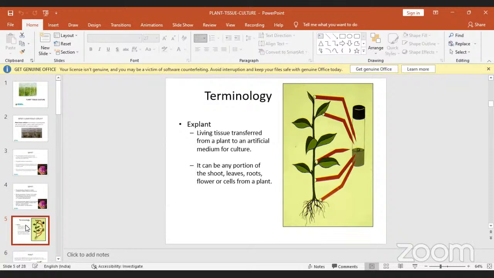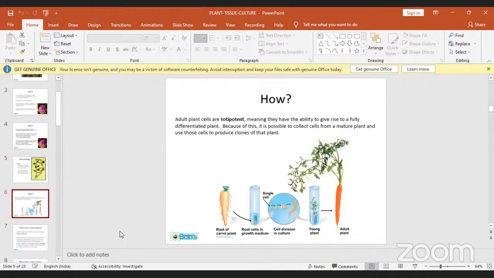So, do you understand? Explant: living tissue transferred from a plant to an artificial medium for culture. It can be any portion of the shoot, leaves, roots, flower, or cells from the plant. This is the explant. So next, how?